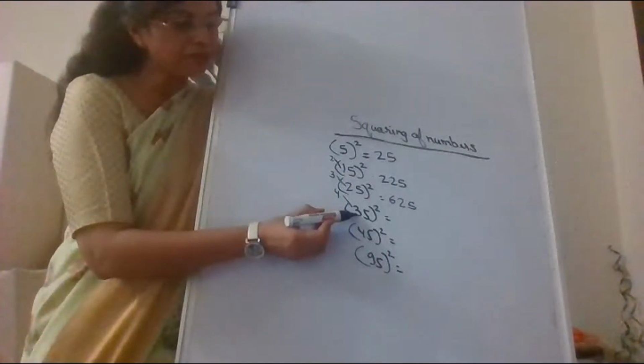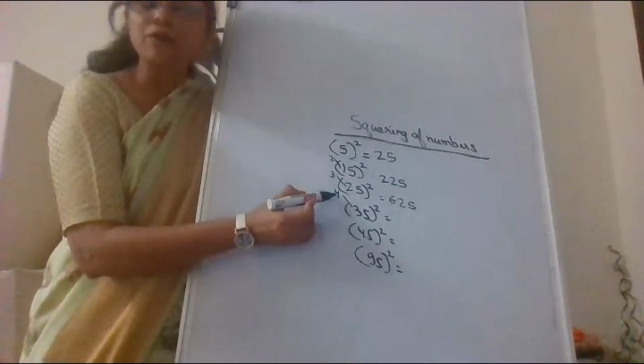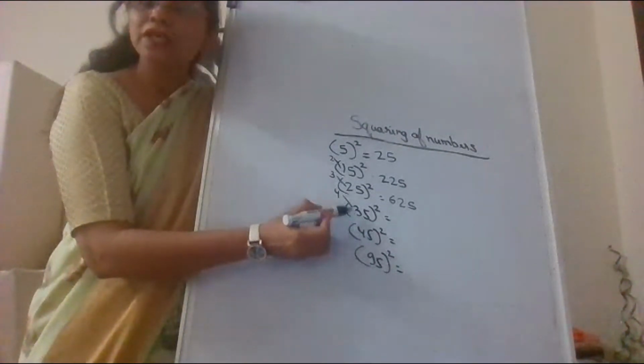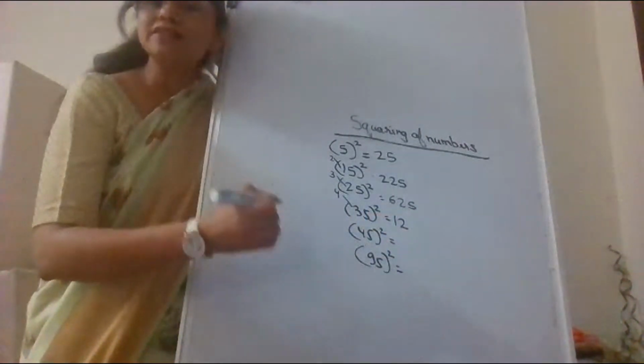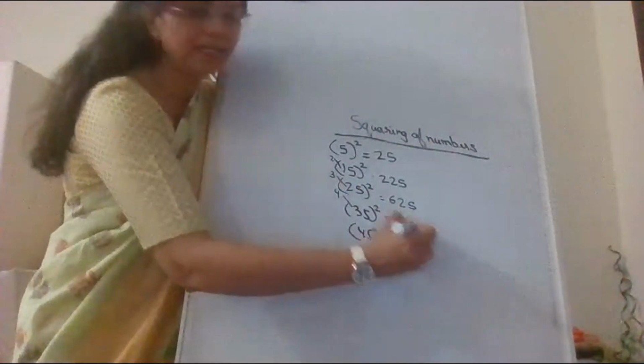What's the bada bhai of 3? 4. And what's 4 times 3? 4 times 3 is 12. And your answer ends with 25. 12, 25.